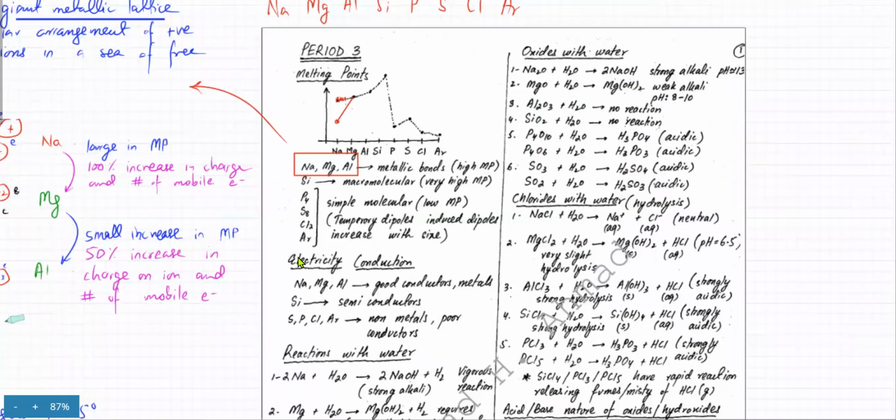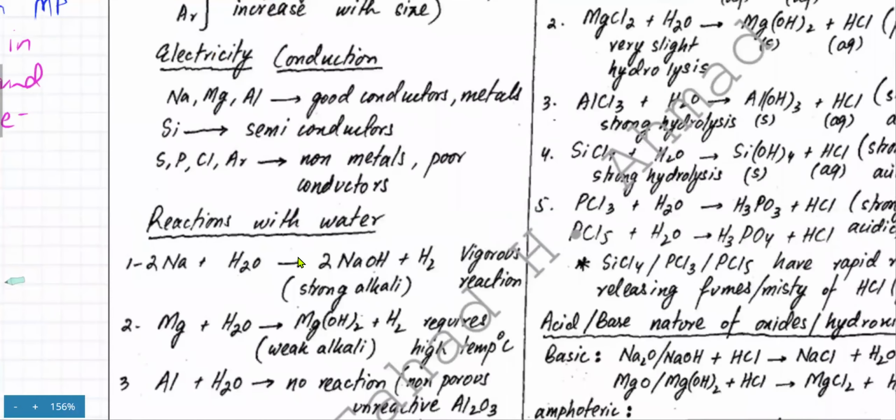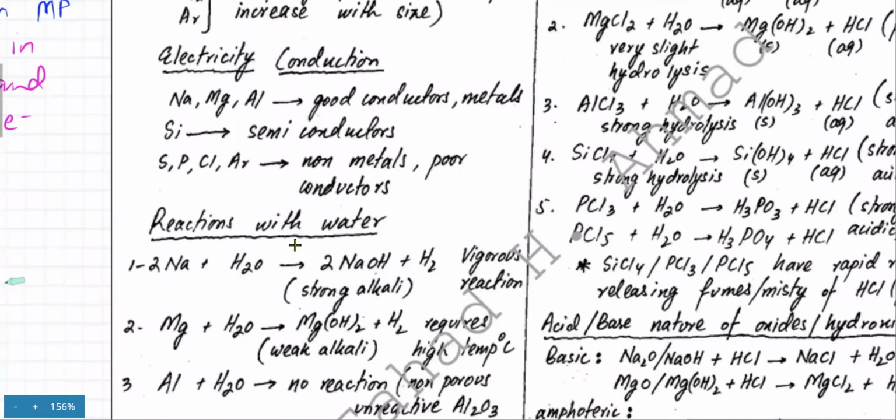Now let's move to the next part: electrical conductivity. I'm not going to comment much about this. It's already written over there. Na, Mg and Al are good conductors of electricity. Why? Because they're metals. And silicon, phosphorus, chlorine, and argon are pretty bad conductors. Why? Because they're non-metals.